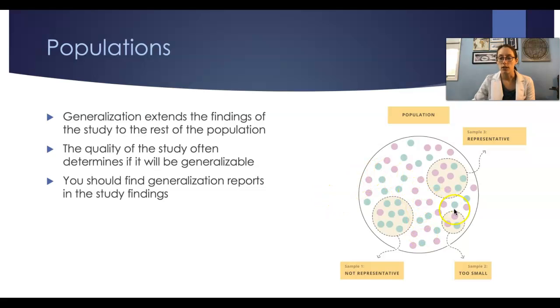Here's another good example. This one is too small of a sample, so we don't have enough data here to truly make a determinate result. This one is not representative. We only have one pink here, and we've got a whole bunch of green. There's a whole bunch of pinks in the population, so we didn't do a good job of getting the right sample. Sample 3 is a good example of what this should look like.